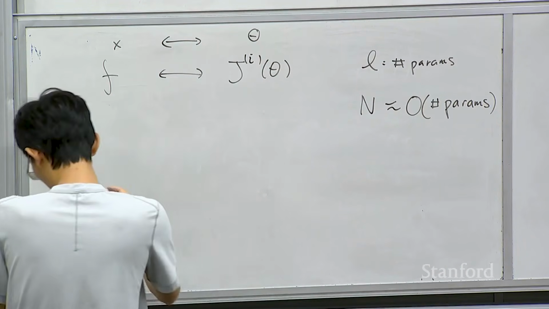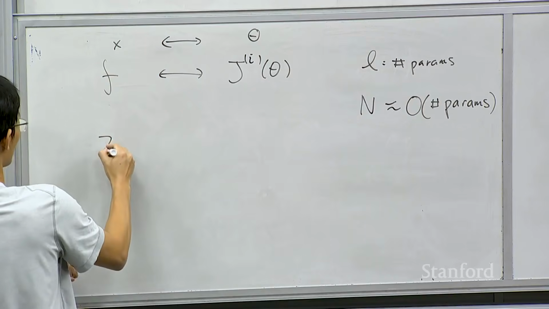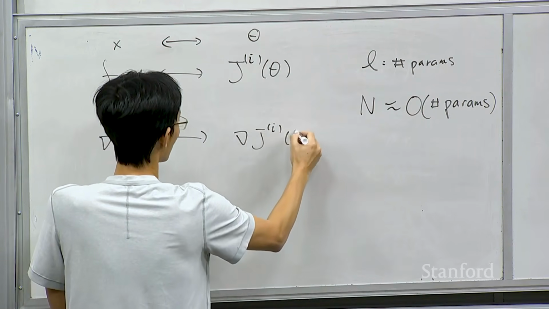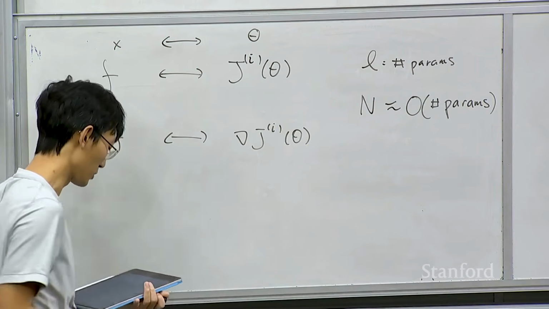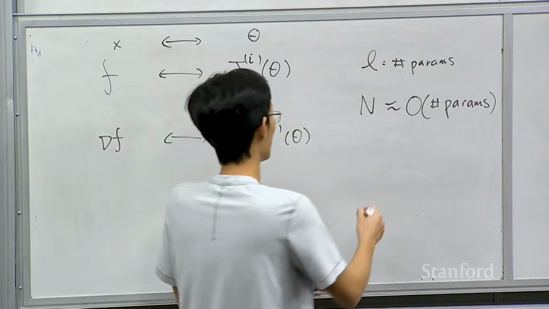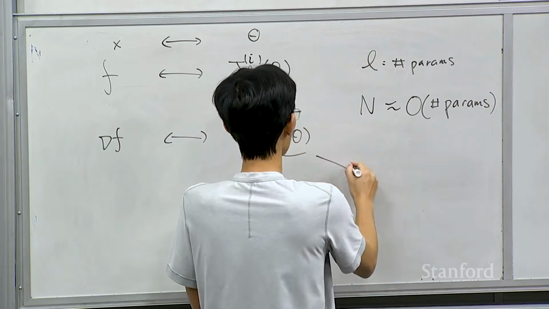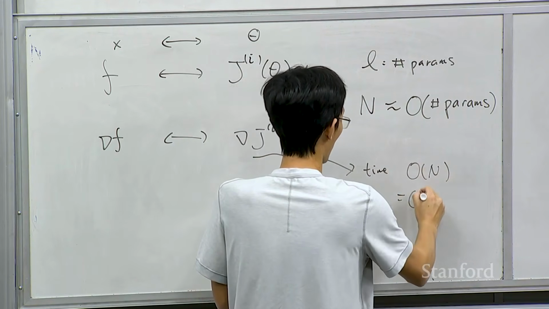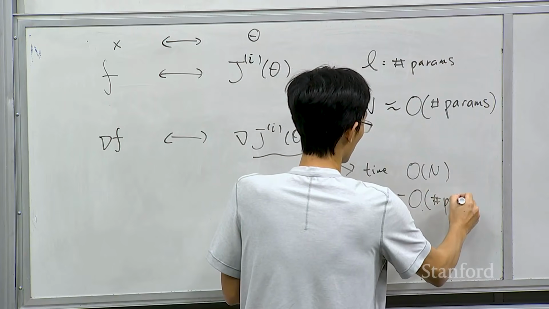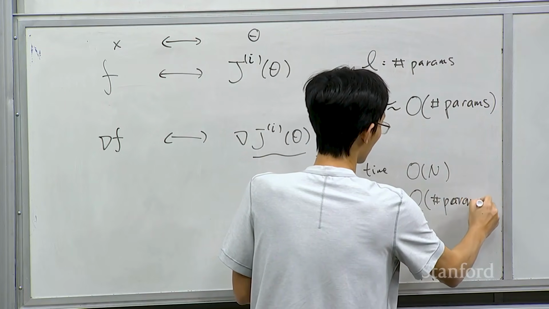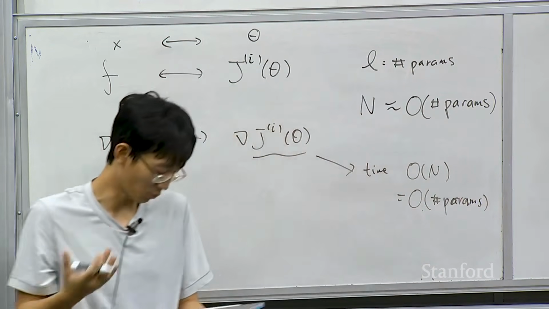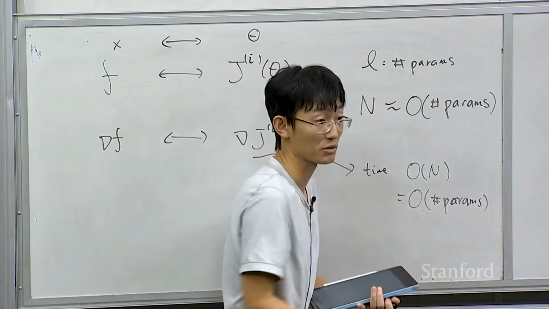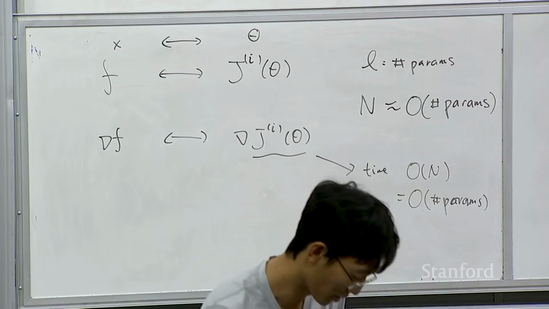And that means, using this theorem, the gradient of f, which corresponds to the gradient of the loss with respect to the parameters, can also be computed in time O(n), where n is the number of parameters. So basically, both the forward pass, evaluating the loss, and the gradient can be done in big O of the number of parameters. And that's the fundamental complexity of computing these gradients.